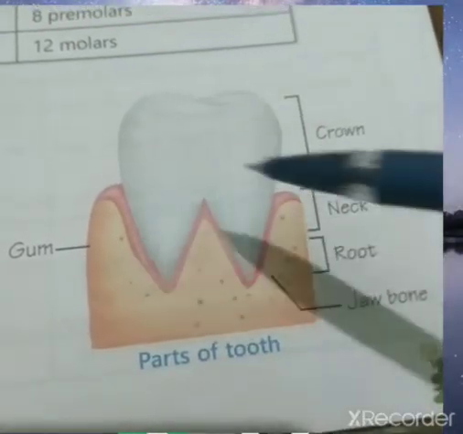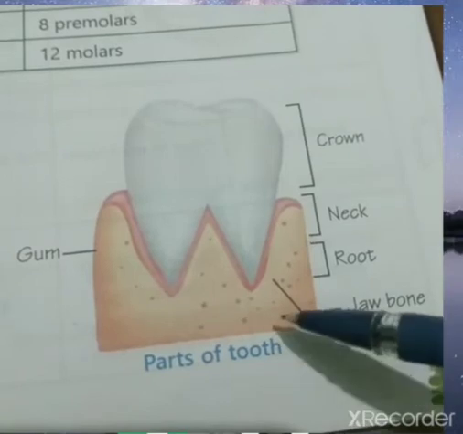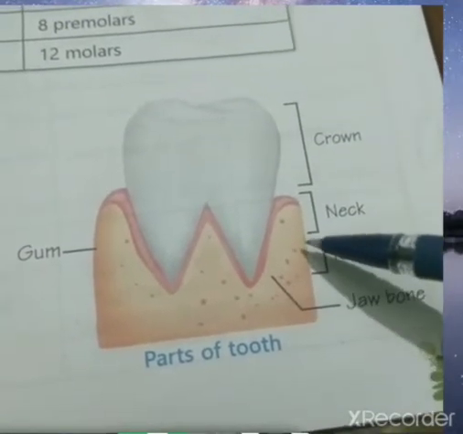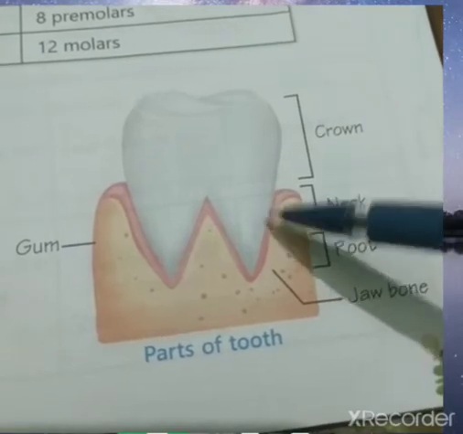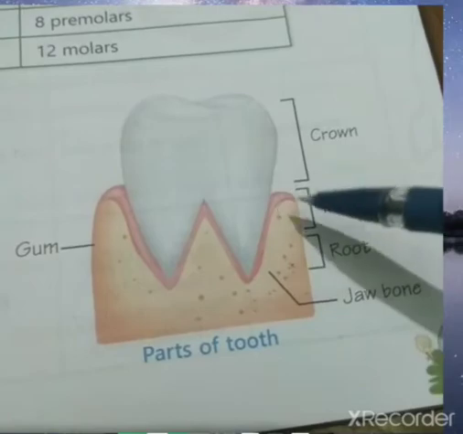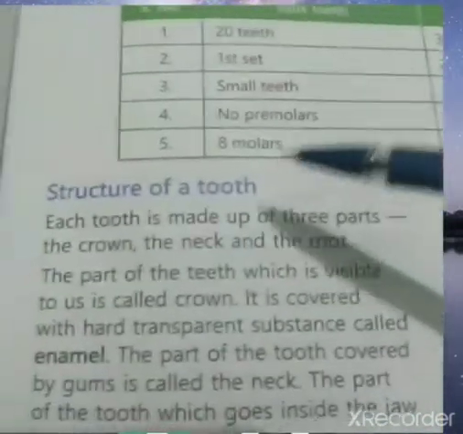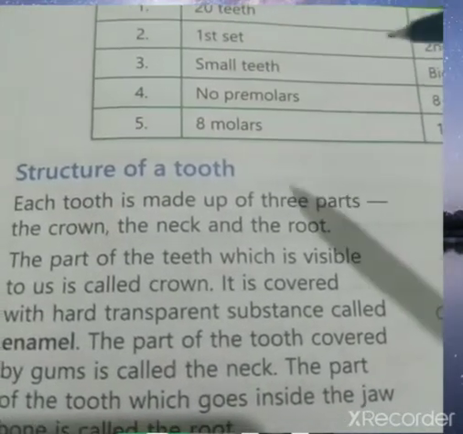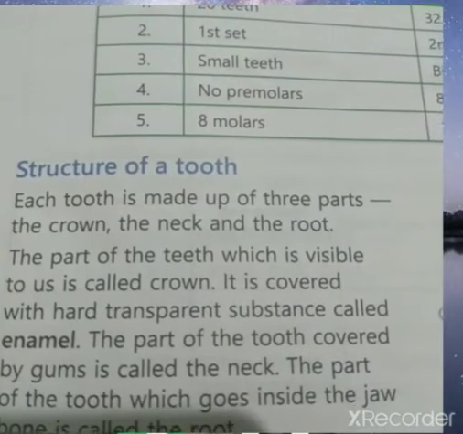This is the gum, this is the jawbone attached with the gum, and here there is the root of the tooth. It is hidden here, and this is the neck, this is the crown. So, the structure of a tooth: each tooth is made up of three parts: the crown, the neck, and the root.